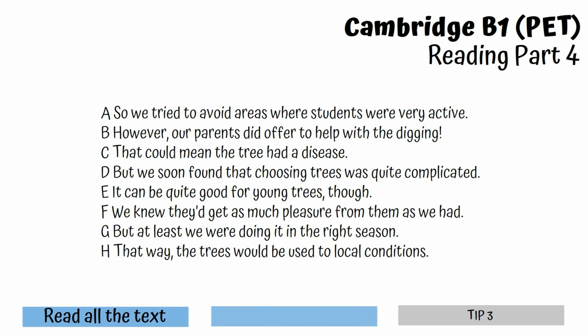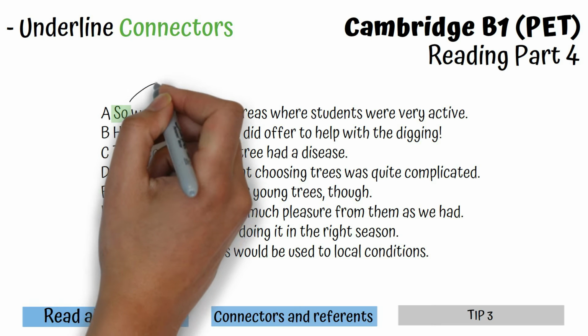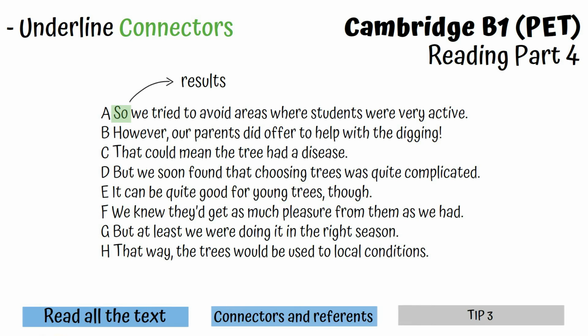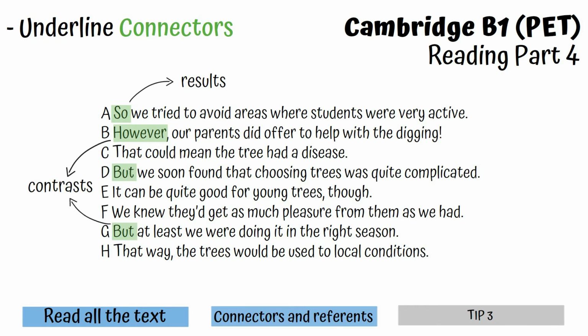Tip number 2. Identify connectors and reference in the answers. First, let's underline the connectors because connectors can tell us a lot of information about a sentence. For example, so can introduce results. However and but introduce contrasts. Now, this next point is very important. Underline the reference in the answers.